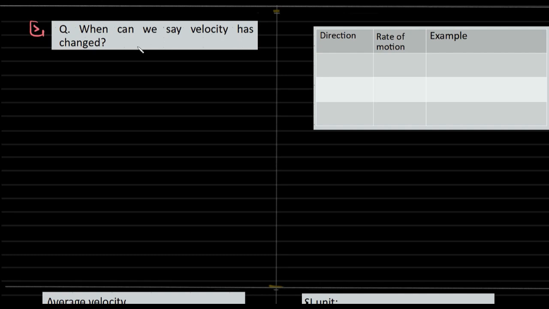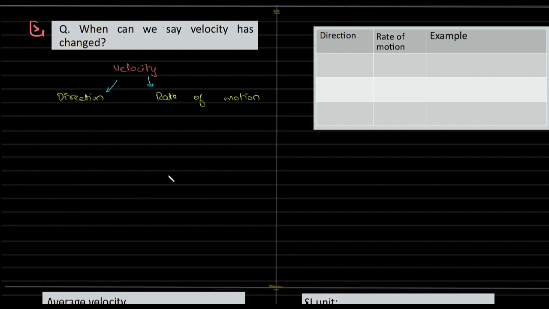When can we say that velocity has changed? What is velocity made up of? Velocity talks about directional aspect and talks about rate of motion. So when we see any change in direction or any change in rate of motion or any one of both of this, the velocity has changed.